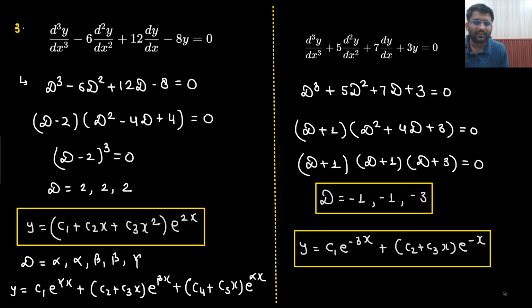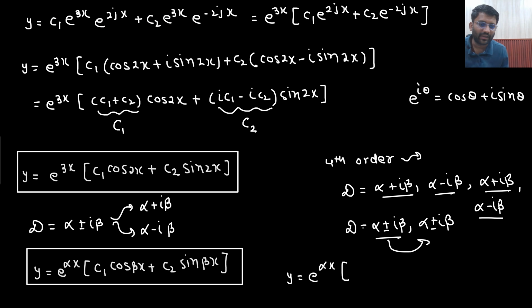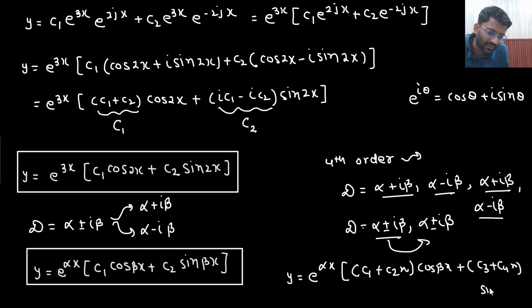Similarly, sir, if only this answer would have been there, then the answer would be e to the power alpha x, C1 cos beta x plus C2 sin beta x. But sir, since it is repeated 2 times, the answer would be, with the constants changing, C1 plus C2x cos beta x plus C3 plus C4x sin beta x.